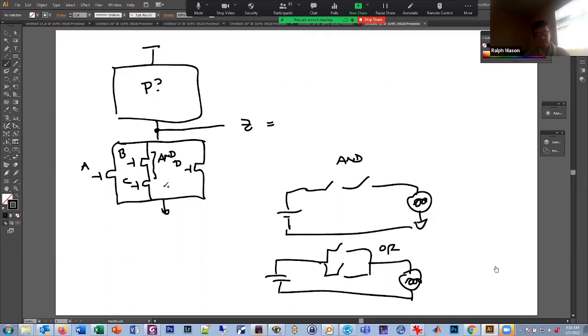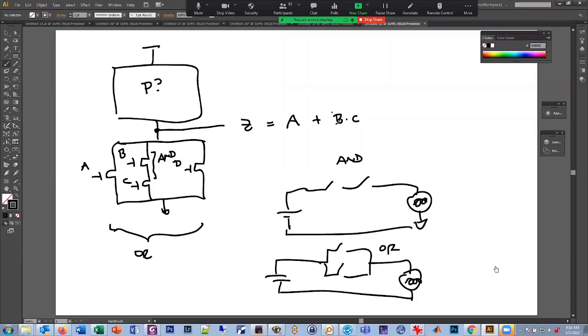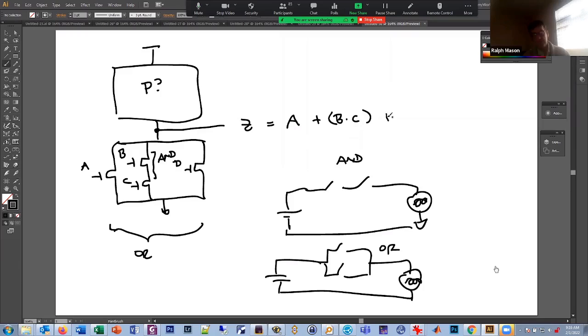And these things that are in parallel, A and D, for instance, is like an OR function. So this would be A or B and C are together, but with this A, so that's B and C, and that's ORed with D.